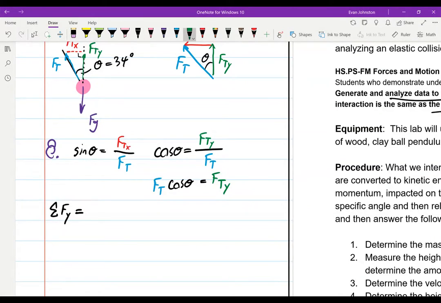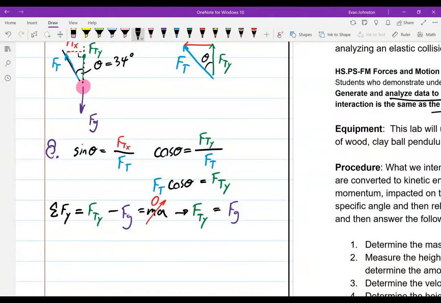We would say that we have force tension, which is going up, so we'd say that it's positive, minus the force of gravity. If this is the net force, Newton's second law tells us that the net force is equal to m times a. But in this case, it's not accelerating up or down, so this is actually 0. In other words, force tension in the y is equal to the force of gravity.